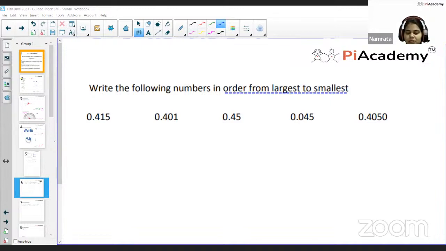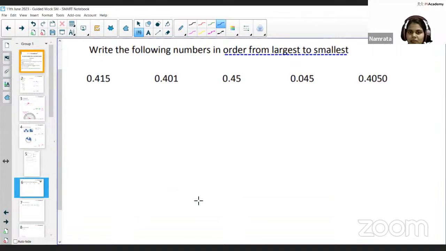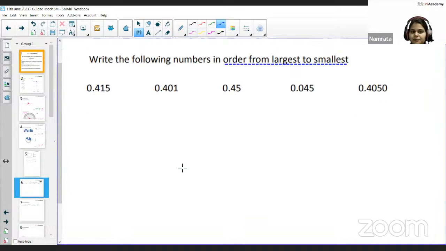Okay, so yes, we can start discussing. Which one would be the first one? The largest one will be 0.45. Then the next one will be 0.415.